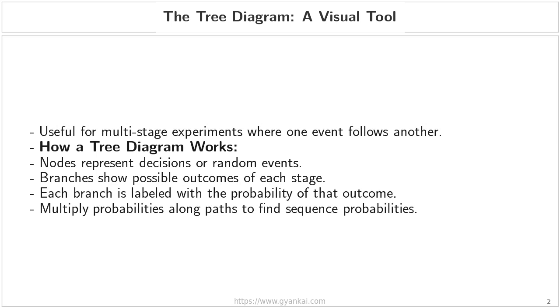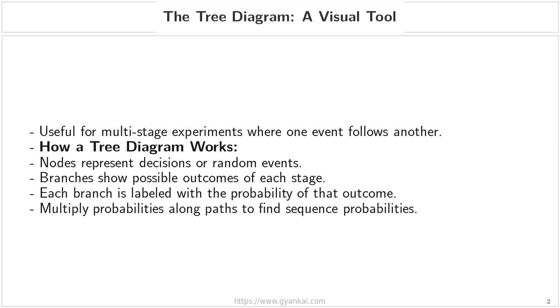First, you'll see points called nodes. These represent your starting points, your decisions, or the random events occurring at each stage. From these nodes, we draw branches. Each branch represents a possible outcome for that specific stage of the experiment. To keep track of the probabilities we discussed in the previous slide, we label each individual branch with its specific probability. Now, here is the most important rule to remember for your calculations.